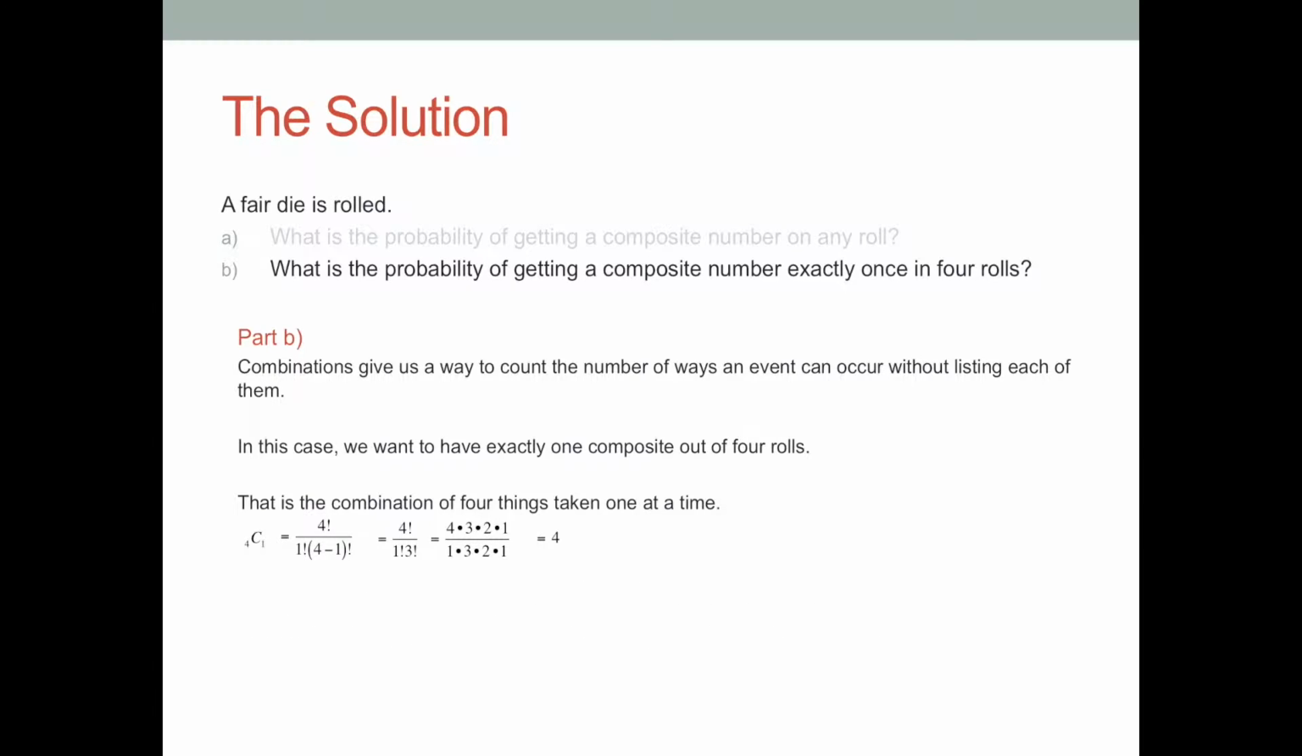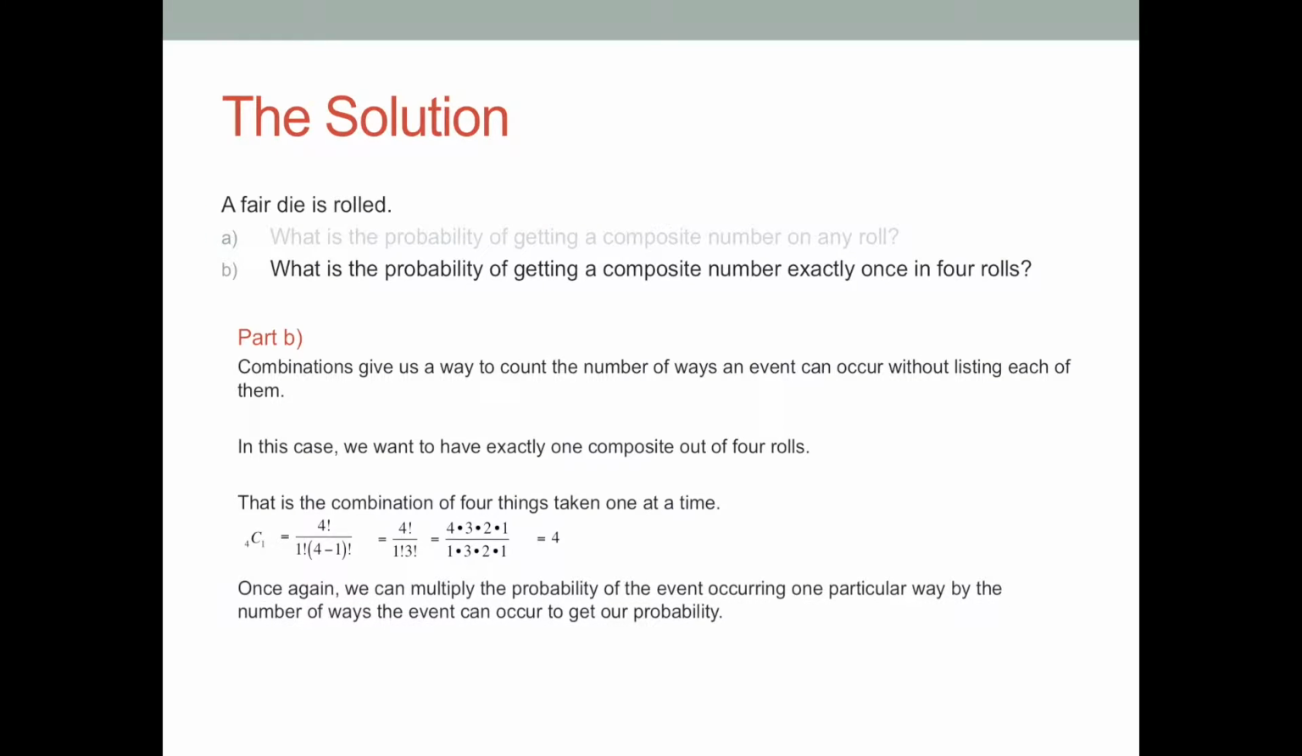Once again, we can multiply the probability of the event occurring one particular way by the number of ways the event can occur to get our probability: 8/81 times 4, which is equal to 32/81, or approximately 395 thousandths.